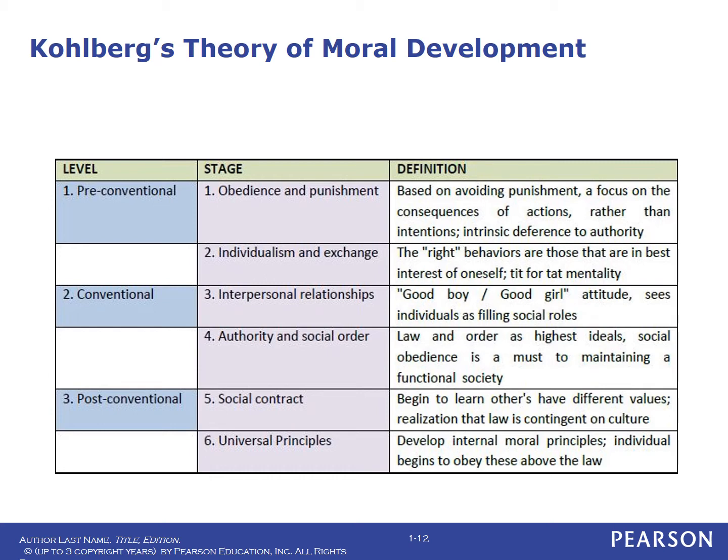And finally, the last stage that some people come to and some people don't is called universal principles. This is where you develop an internal moral principle that guides you. And you begin to believe that there are times when the laws are unjust. For example, the abolitionists who fought against slavery believed those laws were unjust and were willing to make sacrifices to overcome them. So you do good things here, not because you have to, or you want to make friends, or the law says you have to, but because you have this internal code of what's right and what's wrong.